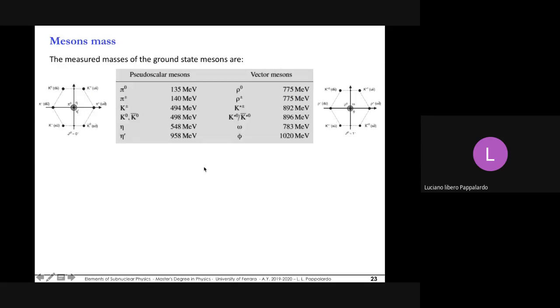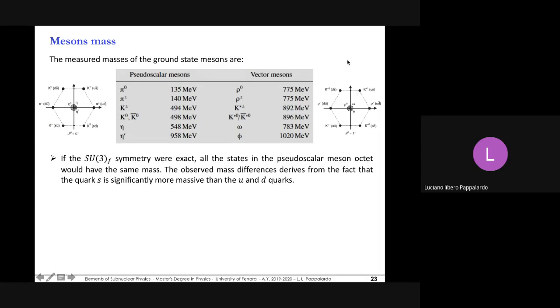Now some more details about the mass of the mesons. Okay, so the measured mass of the ground state mesons are reported in this table. So here they are the pseudo-scalar mesons, and these are the vector mesons, and you see here the value of the masses. Now, what can we learn from this?